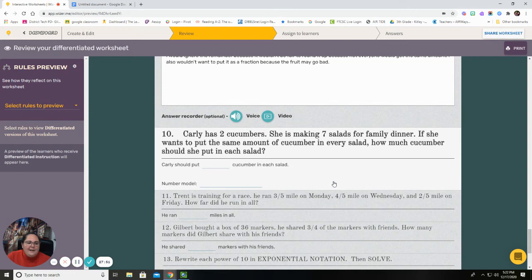Number 10, Carly has 2 cucumbers. She is making 7 salads for family dinner. If she wants to put the same amount of cucumber in every salad, how much cucumber should she put in each salad? So freeze, time out.